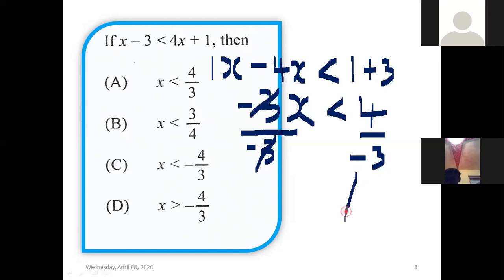What about the sign? Oh, I have to put that. Right. So what's the answer? Which letter? A. It would have been C. All right. Very good. Any questions? No. Moving on.